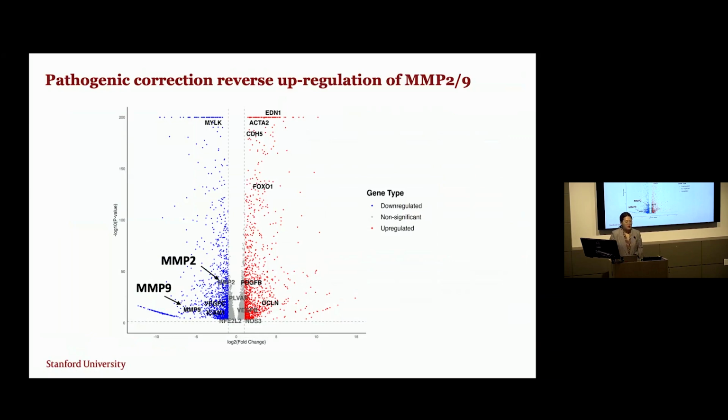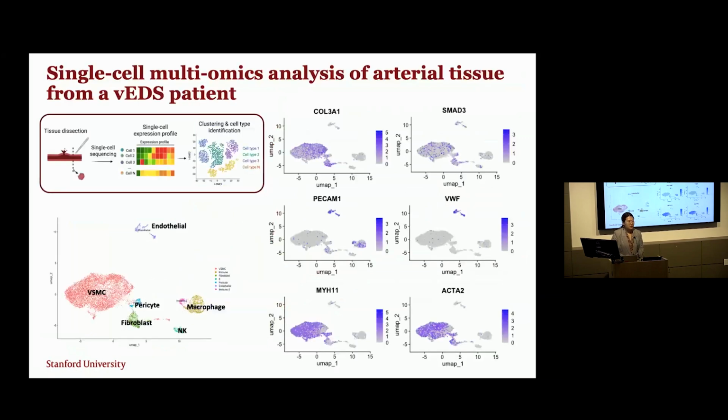So what we found so far is all in vitro work, and we want to know what happens in vivo. Through the Division of Vascular Surgery, we obtained arterial tissue from a vEDS patient and performed single-cell multi-omics analysis. Our preliminary data showed a clear cluster for the endothelia, and we will validate our key findings in follow-up studies.